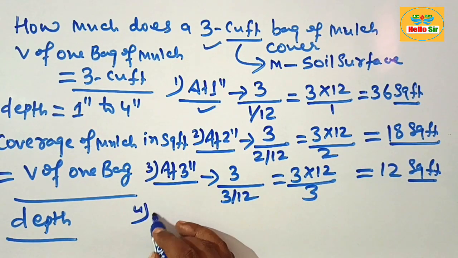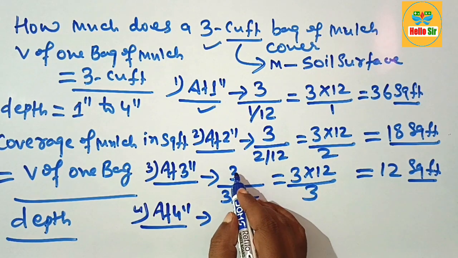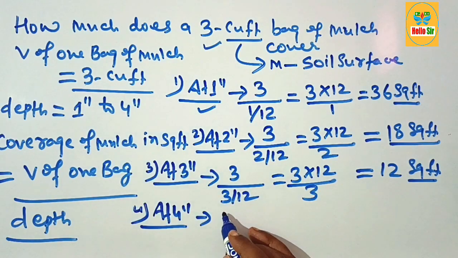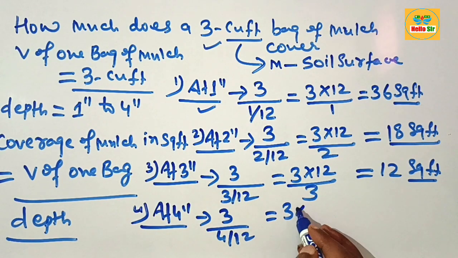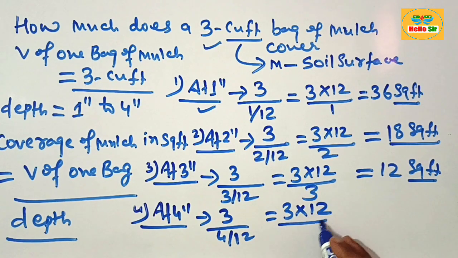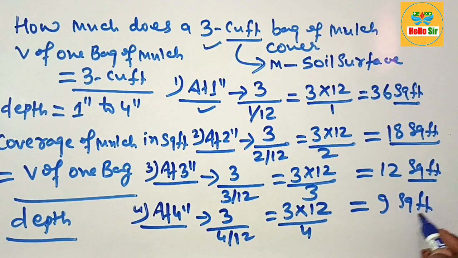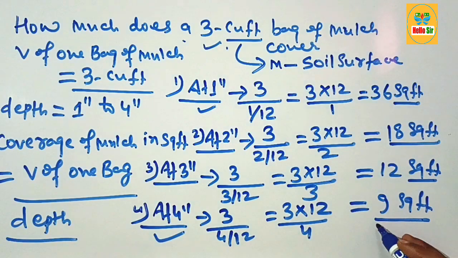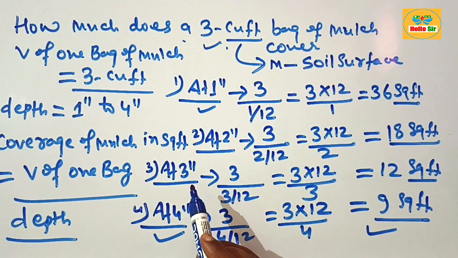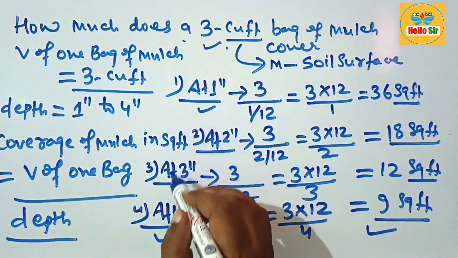And what is the coverage at 4 inch deep? At 4 inch deep, the total volume of one bag, 3 cubic feet, divided by 4 by 12, equals 3 multiplied by 12 divided by 4, that is equal to 9 square feet. It means at 4 inch deep, a 3 cubic foot bag of mulch will cover about 9 square feet of area, and this is the coverage area of a 3 cubic foot bag of mulch at different thicknesses.